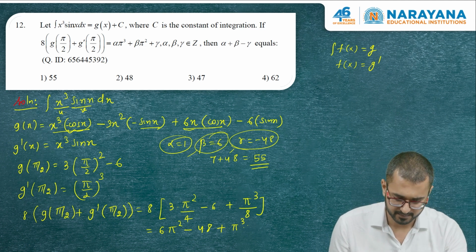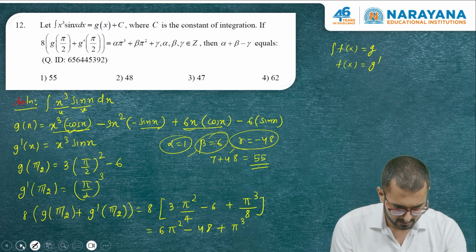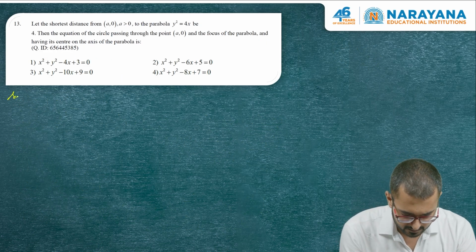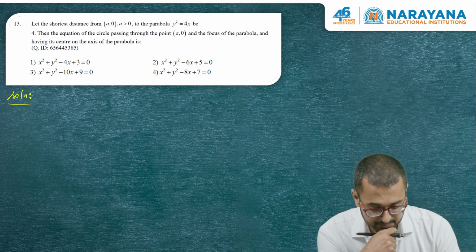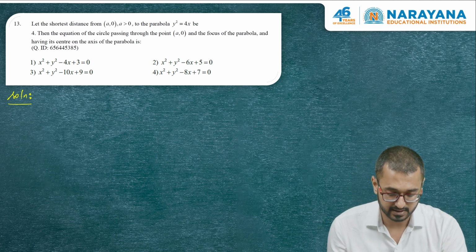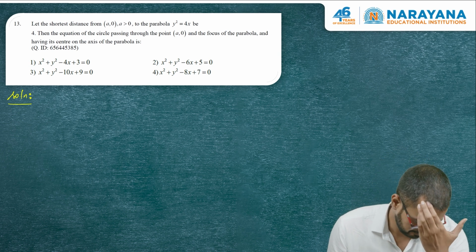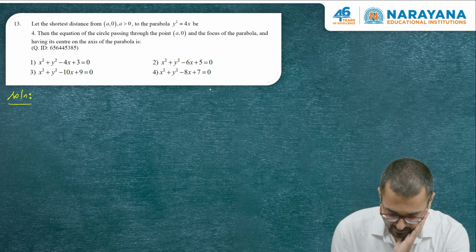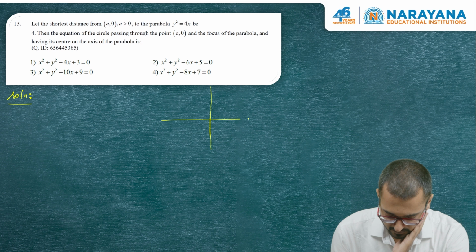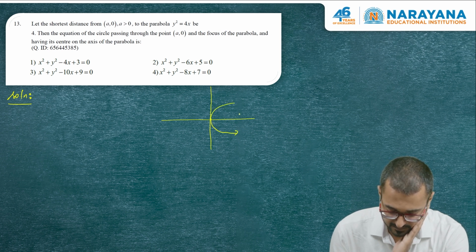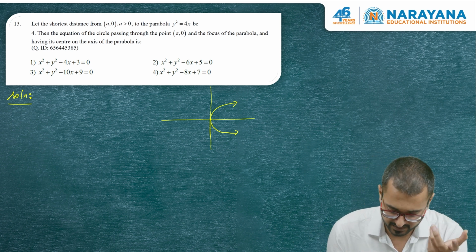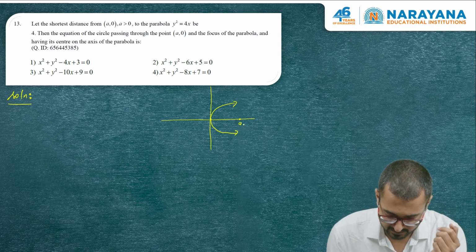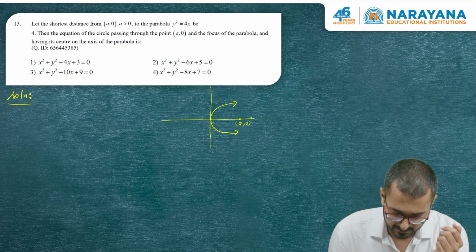Now moving to the next part, question number 13. So question number 13 would be the shortest distance from a comma 0 to the parabola. So it is like this. That means there is one parabola here, y square equal to 4x, like this, and the shortest distance from a comma 0, a is somewhere, we don't know where it is. So this is my a comma 0, right?